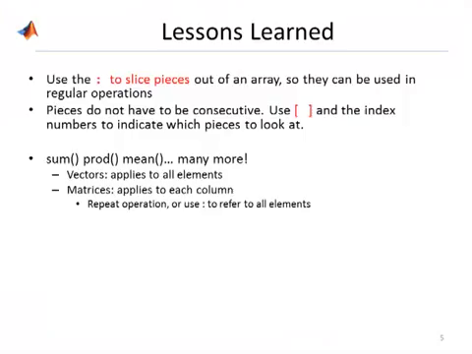Credit to the pizza picture and then lessons learned. Use the colon to slice pieces out of an array so that they can be used in regular operations. Pieces do not have to be consecutive. In that case, we will use the brackets and the specific index that we want, and we can even reverse the orders. Now sum, prod, and mean, there are many more functions, but if they're applied to vector, it applies to all the elements. If they're applied to matrices, they apply only to each column. So repeat the operation if you want to, or use the colon to refer to all the elements.